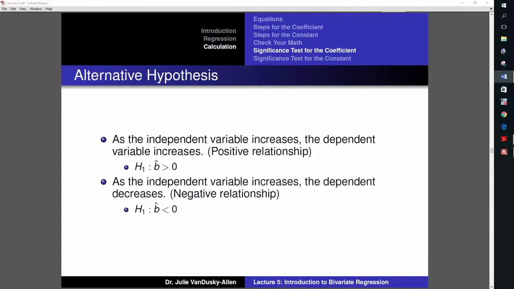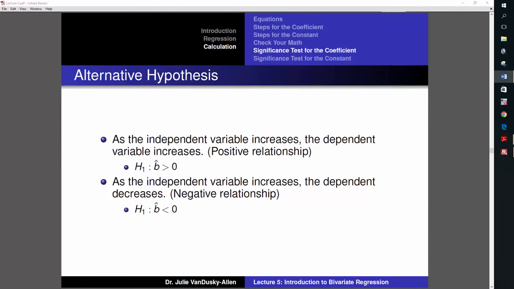Next, you have to write your alternative hypothesis. You choose your alternative hypothesis based on your theory. If you expect that your independent variable has a positive impact on your dependent variable, your alternative hypothesis should be, as the independent variable increases, the dependent variable increases. The more sophisticated way to write this is H1 colon b hat is greater than 0. The H indicates that you have a hypothesis, the 1 indicates that it is an alternative hypothesis, and b hat is your coefficient. Stating this in words, the alternative hypothesis is that the coefficient is greater than 0.